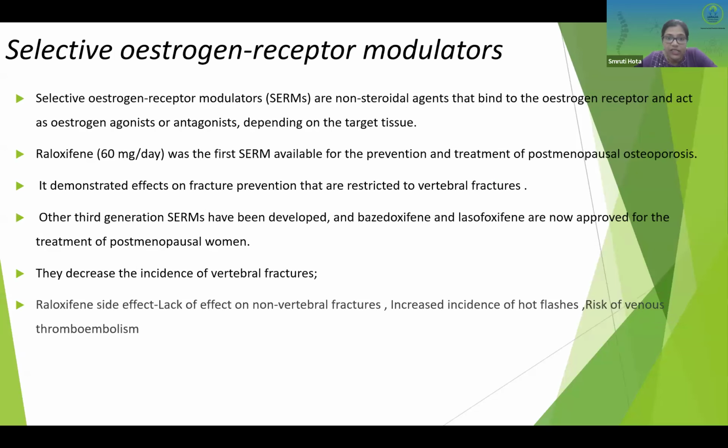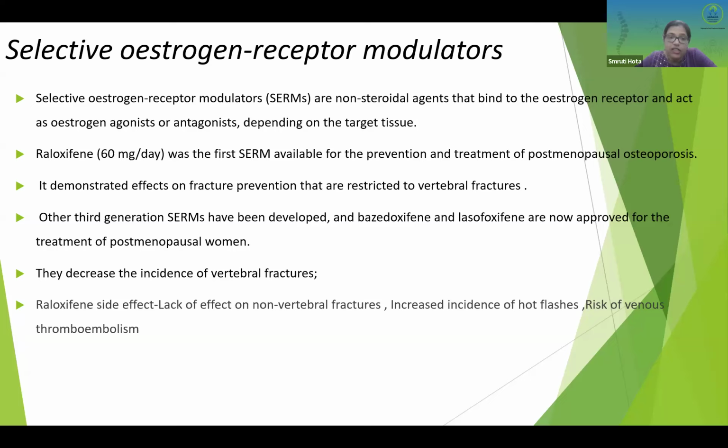Another group of drugs is SERM, selective estrogen receptor modulators. These are non-steroidal compounds, and they bind to the estrogen receptor and act as either agonist or antagonist depending upon the target tissue. For example, raloxifene, 60 milligrams administered daily. That was the first SERM approved for prevention and treatment of postmenopausal osteoporosis. Raloxifene effectively reduces the risk of vertebral fracture, but its protective effect doesn't extend to non-vertebral fracture.